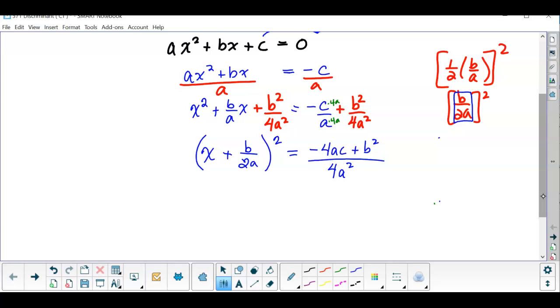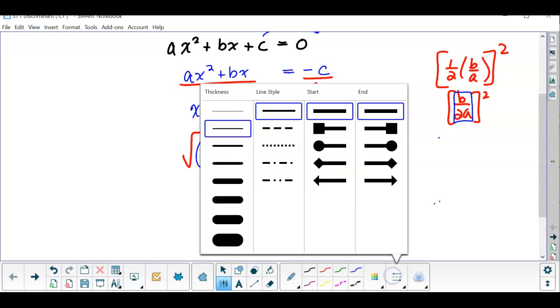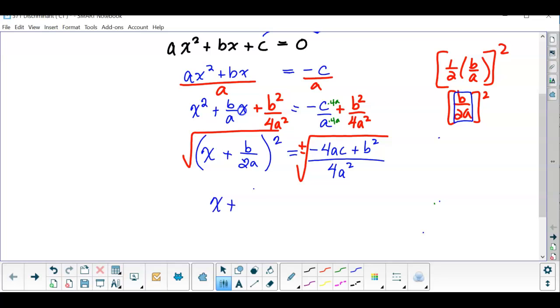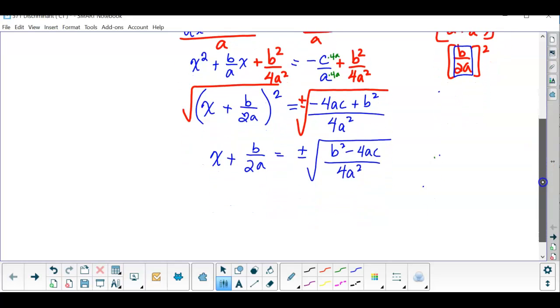Then, to get x by itself, it's inside the bracket there, so we want to take the square root of both sides, where we have plus or minus in front. Okay, so that's going to be x plus b over 2a, plus or minus. Now, we like to show a positive term first rather than the negative, so I'm going to show this as b squared minus 4ac over 4a squared, and then simplify.